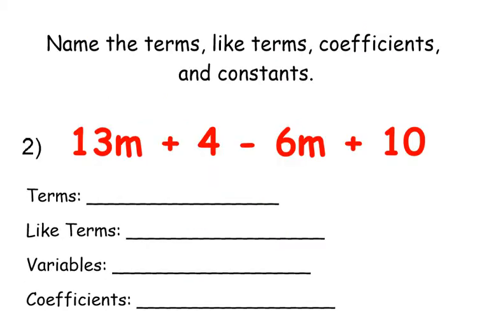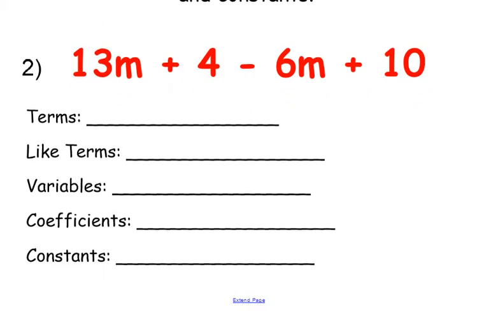Let's try another example. Okay. So again, I'm going to work backwards. What are my constants, the numbers that are by themselves? I have a 4, and I have a 10. Again, this should be review. What are my coefficients? That's the number in front of the variable. I have a 13. I have a 6, but the sign in front of it is minus, so it's a negative 6. And I don't have any other ones.